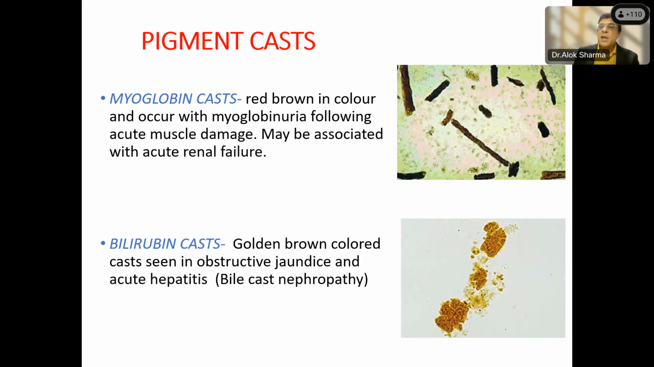These casts get stained by the bilirubin pigment and appear as golden brown colored casts. The moment you see them, you know that the patient has liver dysfunction, and they're commonly seen in obstructive jaundice, even in acute hepatitis. If you look at the biopsy of these patients, many times you can even find these casts in the tubules, and at that time we call this bile cast nephropathy. So myoglobin and bilirubin casts are the two most important pigment casts that you may be able to identify. They'll give you a good clue to the underlying clinical condition.